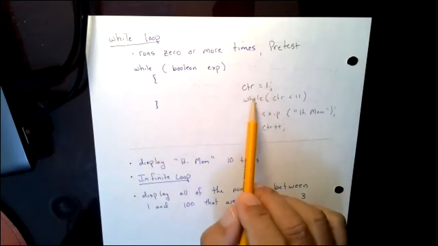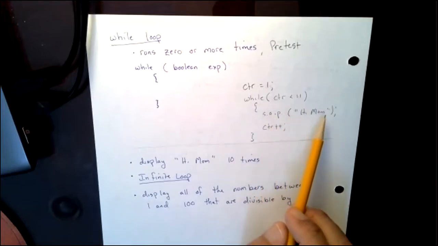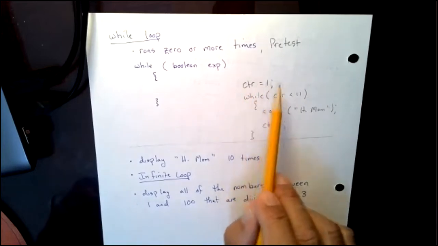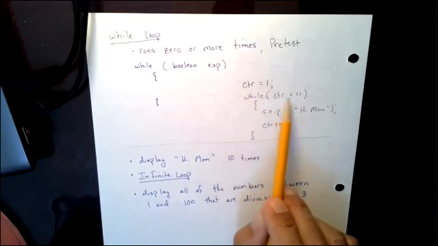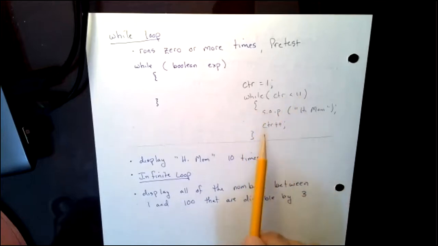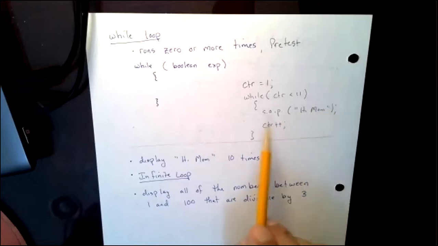Here's a quickie example. If I want to display in the console 10 times the phrase, hi mom, I'd start counter equals 1. That's my initial value. I have my check, while counter is less than 10. I have System.out.println hi mom, and I have a counter to say add 1.